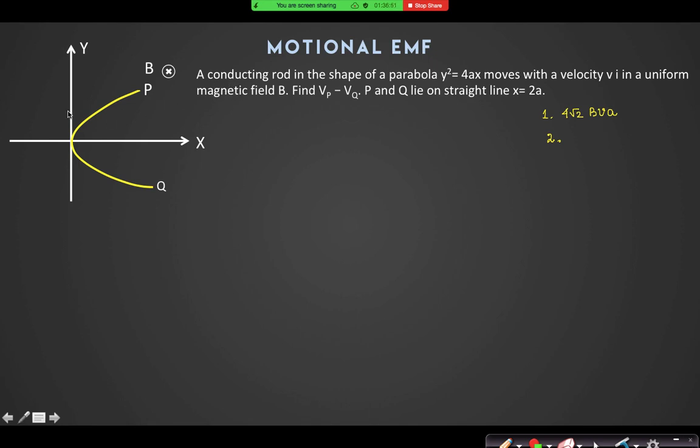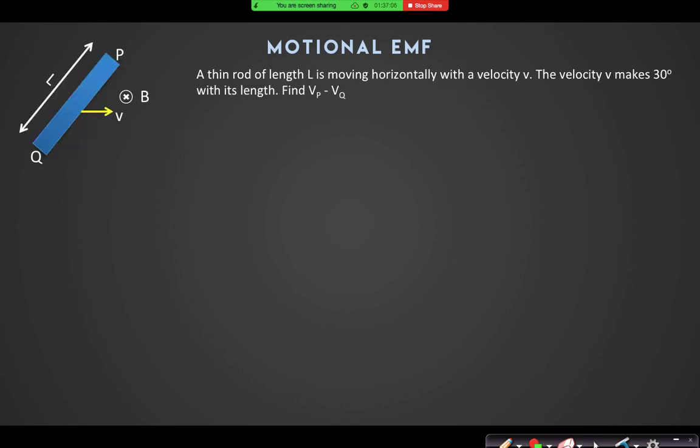Sir, in the previous question, why did we take only the perpendicular component and not the horizontal component? Due to the horizontal component, charge separation is happening. Wait a second, I will show you. Yes, there is a question. Why have I not taken the EMF induced due to this velocity? Sir, it will not contribute to any force on the electron.